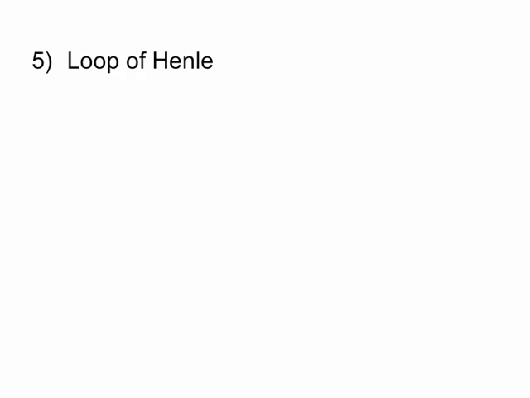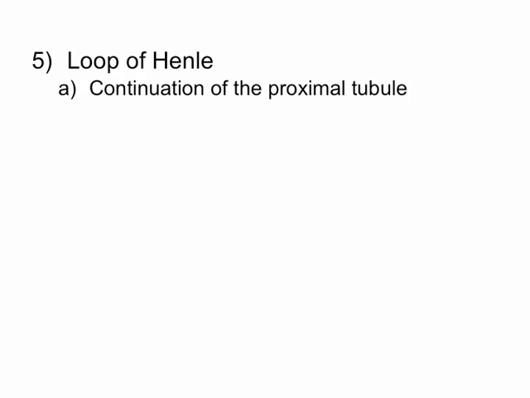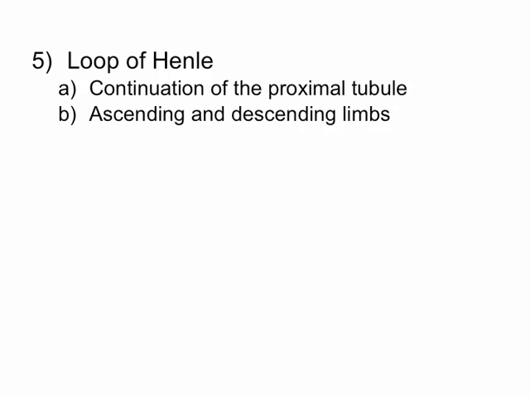That loop is called the loop of Henle. It's a continuation of the proximal tubule. It's going to dip down into the medulla and rise back up. So there's an ascending and a descending limb, and of course it's named according to the direction in which the filtrate is traveling. As I mentioned, it's located in the medulla or the medullary tissue.